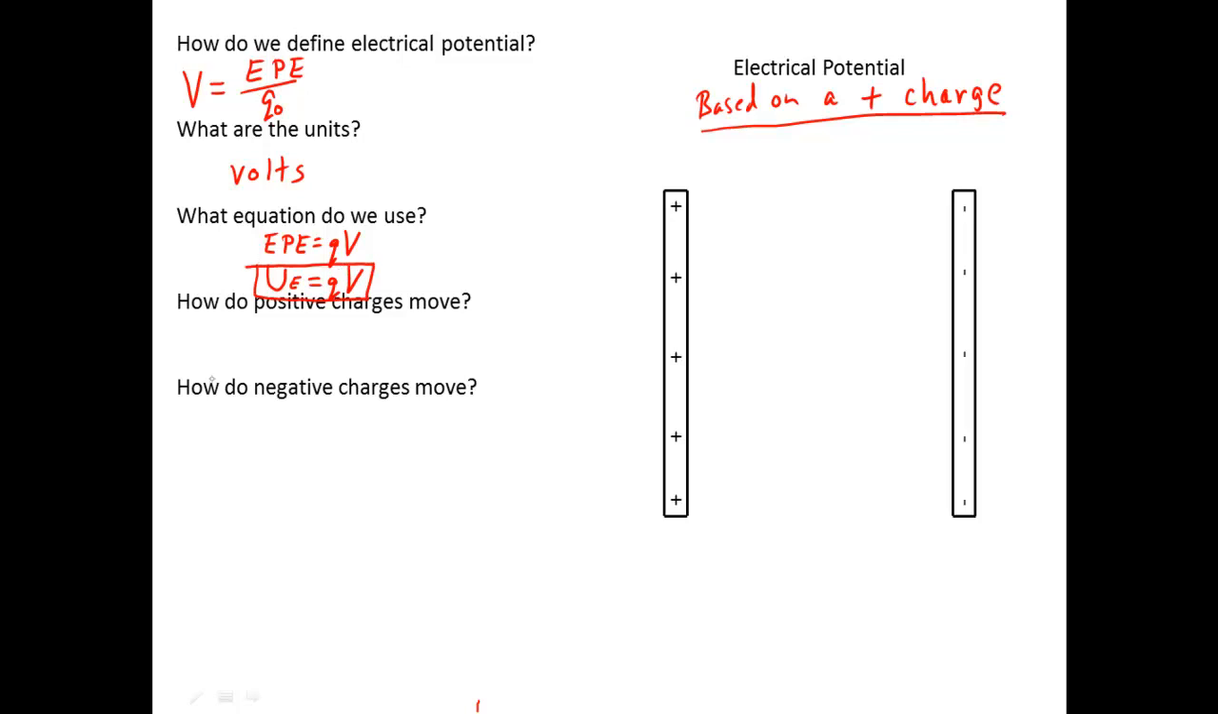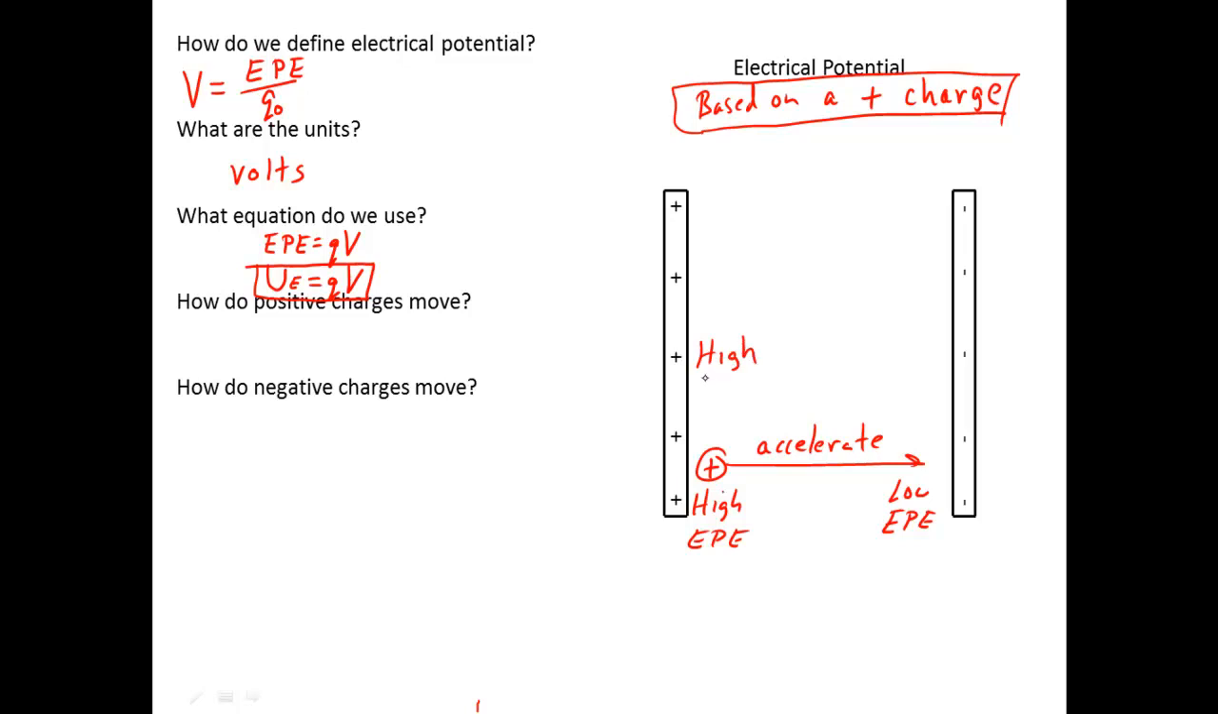Now, how do positive charges move? As we saw, a positive charge is going to go from this region to this region, and we know that it's going to accelerate. We said that this would be a region of high electrical potential energy, and this would be a region of low electrical potential energy. But because the electrical potential is based on the positive charge, we would also say that this would be a region of high potential. Remember, the symbol for electrical potential was V. And so this would be a region of low potential.